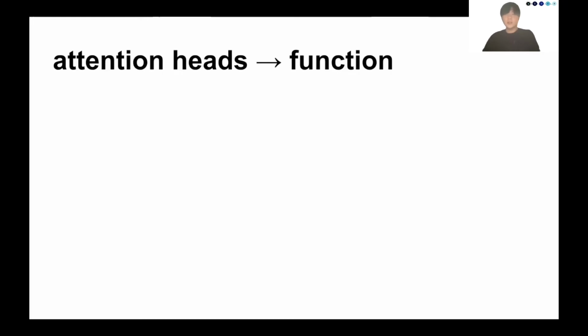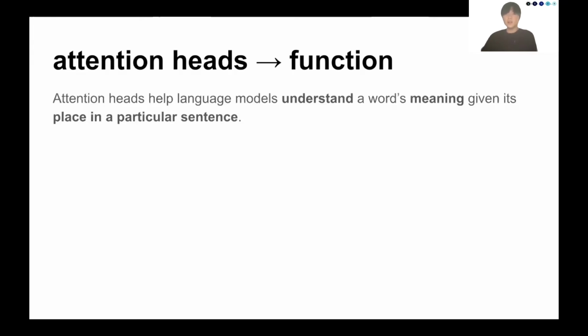Naturally, the next question is, what role are attention heads playing in these language models? Or what about them is helpful for understanding language? As it turns out, there are many answers to that question because attention heads can do many things, but one big function, and the one this problem is based on, is that attention heads can really help language models understand a word's meaning given its place in a particular sentence.